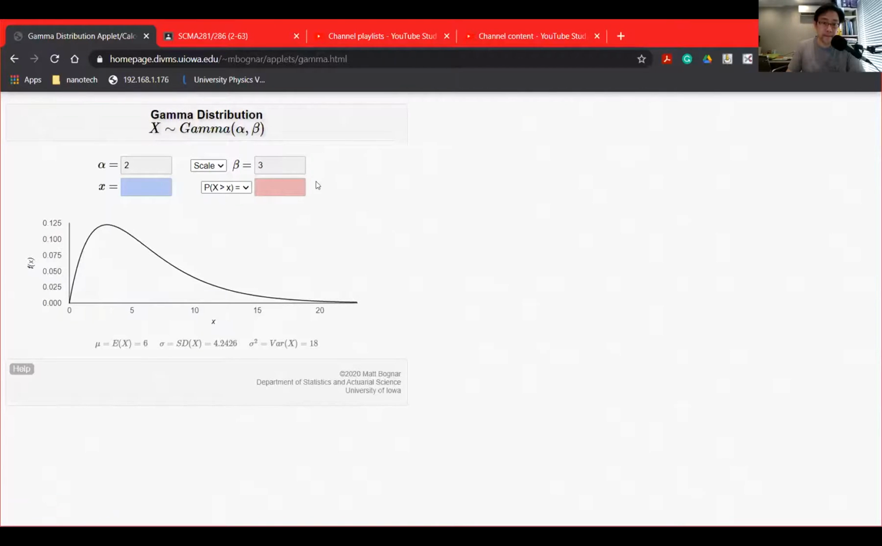Bam, 4, 5. So that's why beta can be named the scale parameter, because it only scales the x and y axis, all the values and the distribution, but does not change the shape of the distribution. Okay, cool. All right, so that's what it is.